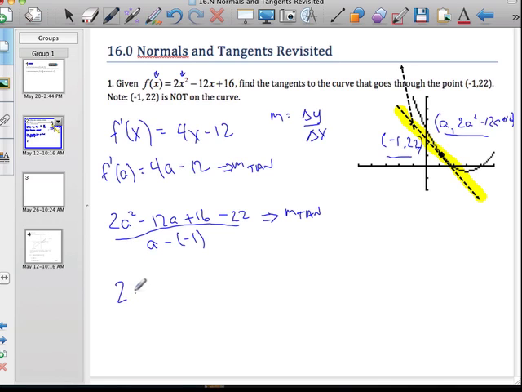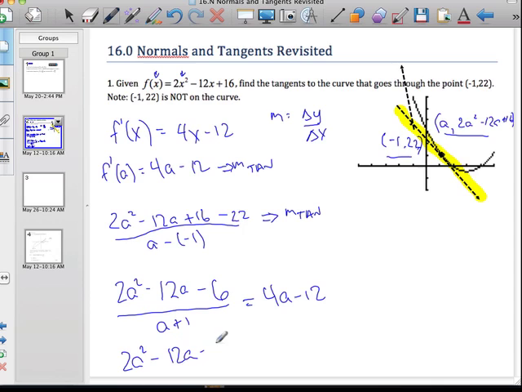So I'm going to make the equation 2a squared minus 12a minus 6, over a plus 1, and that has to equal 4a minus 12. That's the key relationship to get. You have to come up with that equation yourself. Solving for a, I get 2a squared minus 12a minus 6 equals a plus 1 times 4a minus 12, by just cross multiplying.